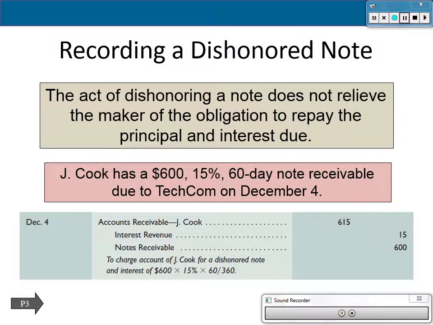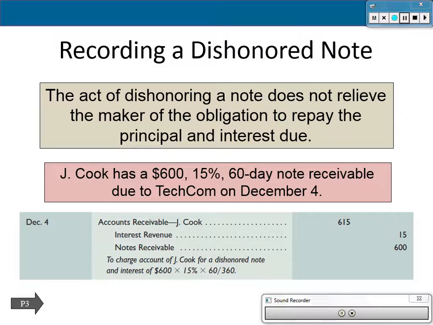Now what happens if a person decides not to pay? If they don't pay, it is dishonored. And the thing is, the moment that they don't pay, we take it from being a notes receivable and we make it an accounts receivable.